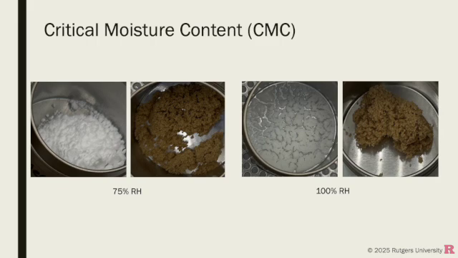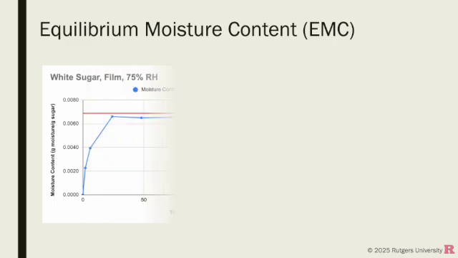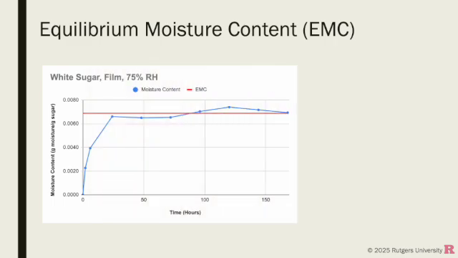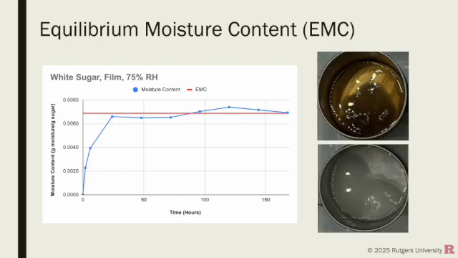Past the CMC is the equilibrium moisture content, EMC. The EMC is the point where the sugar is no longer gaining or losing any moisture from or to the headspace, when the sugar's moisture content is in equilibrium with the environment's humidity. EMC is indicated by weight measurements remaining relatively constant over time. The EMC depends on the RH of the environment. Sugar in a 100% RH environment will have a higher EMC value than sugar in a 75% RH environment.